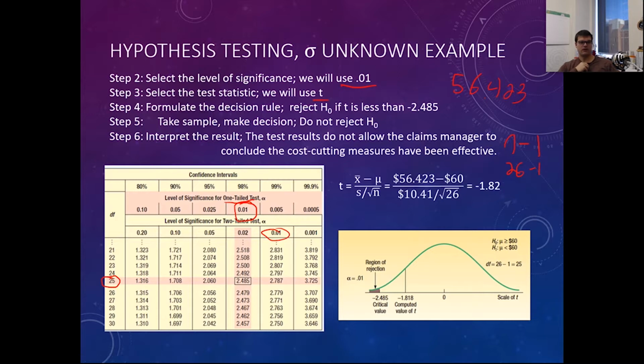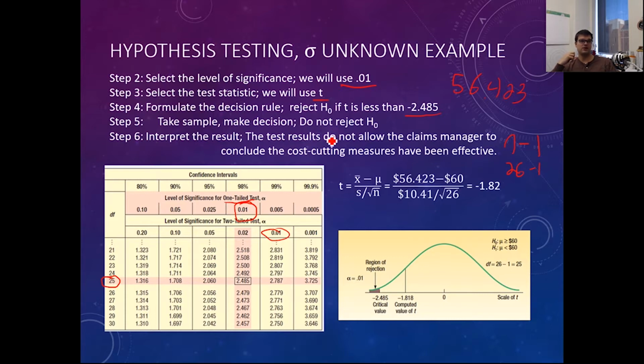Utilizing the t-table, okay, the critical value. So in other words, if the t-value that we calculate is more extreme or below the critical value, the t-crit value of negative 2.485, then we reject the null hypothesis. But if it's less extreme than that, then we fail to reject the null hypothesis. So we formulate the decision rule. We reject the null hypothesis if t is less than negative 2.485.